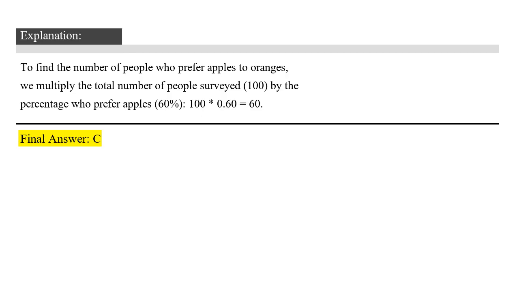To find the number of people who prefer apples to oranges, we multiply the total number of people surveyed, 100, by the percentage who prefer apples, 60%. 100 times 0.60 is equal to 60.